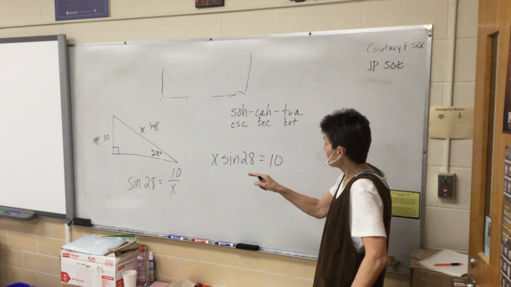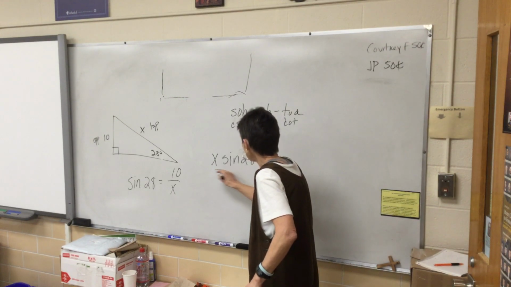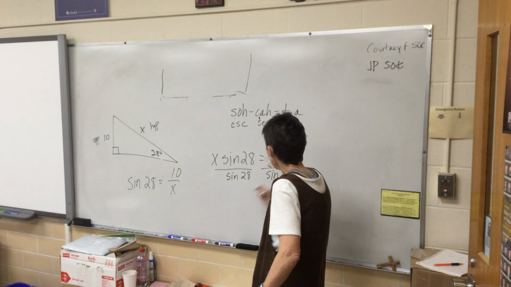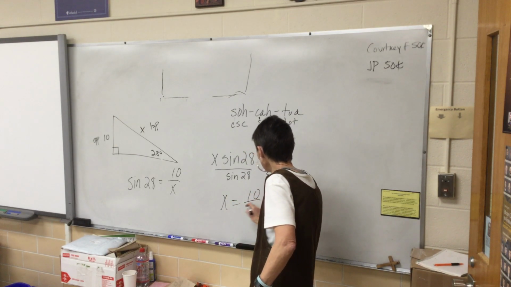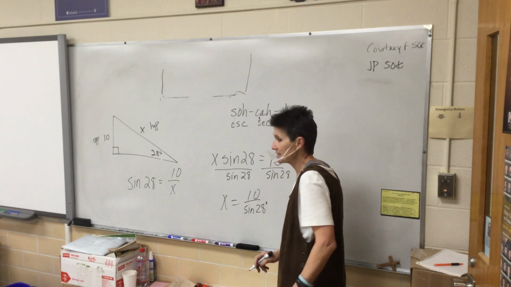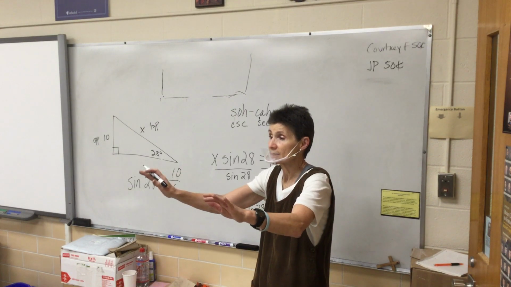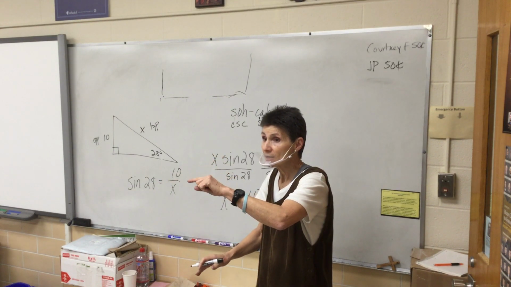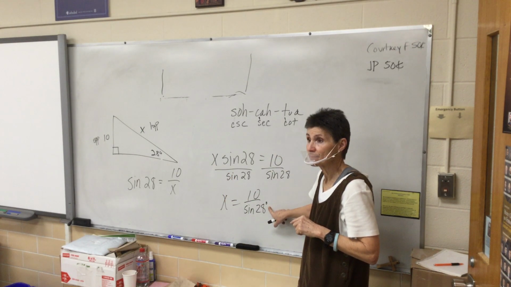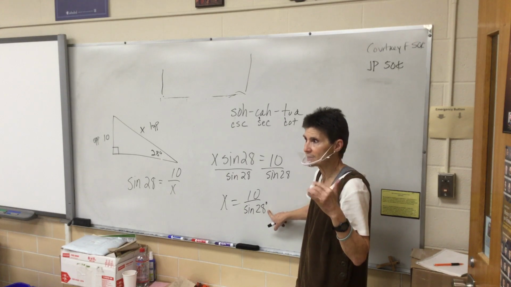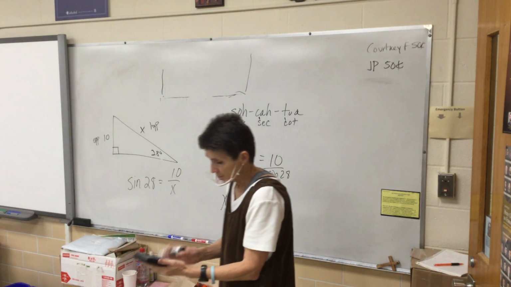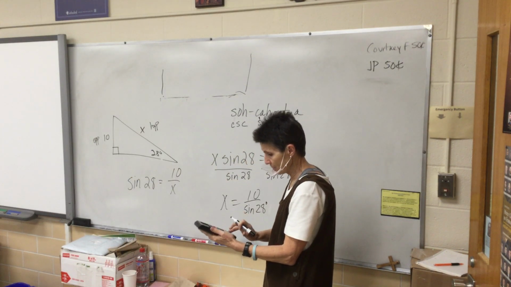So I have x sine 28 equals 10. Now I'm trying to figure out what x is, so I'll divide both sides by sine 28. And then I'll go to my calculator, and I will divide 10 by sine 28. But wait, did you go to mode and change back into degrees? This is a degree problem. See how easy it is to get tracked? You've got to remember to check your mode. So I go to mode, highlight degrees.